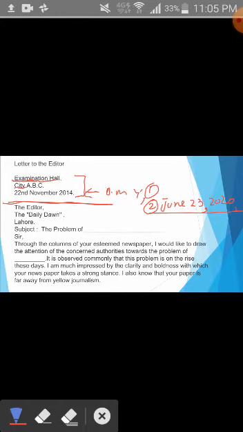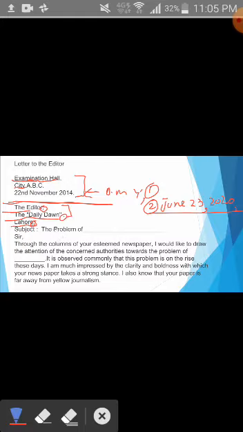Then you will write the address of the editor or the address of the company to whom you are writing. This is the address of the recipient. Here it is Editor, the Daily Dawn, right? After editor you will put a comma. After the name of the company you will put a comma, and then you will write the name of the city and you will write a full stop here.